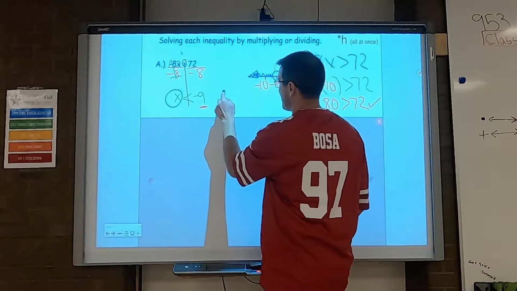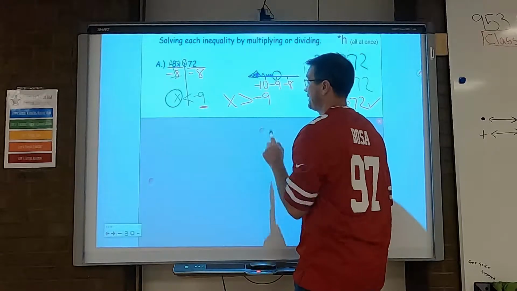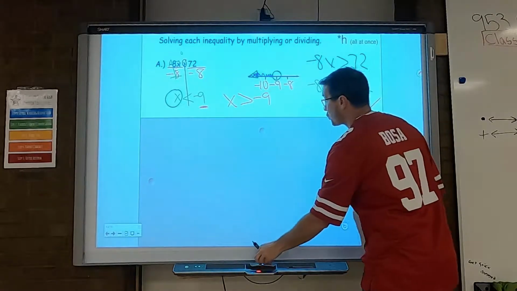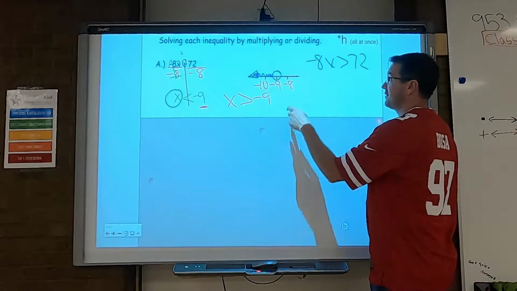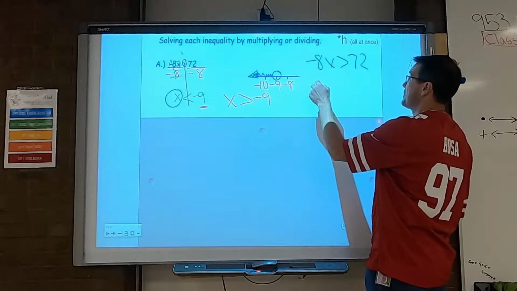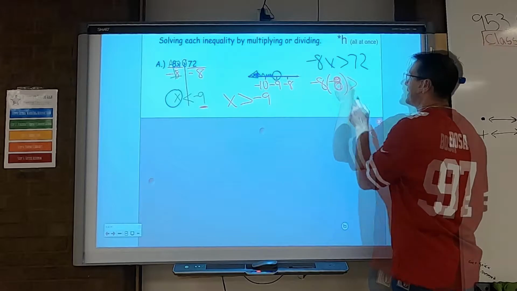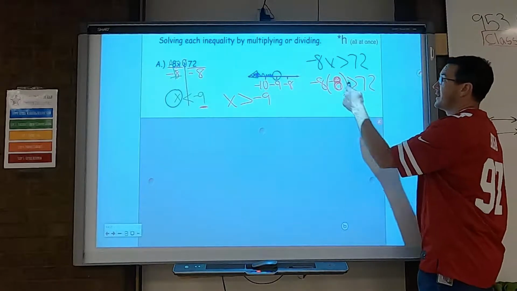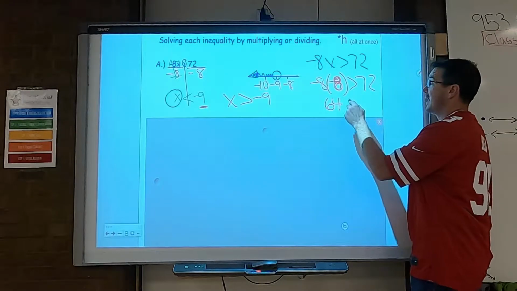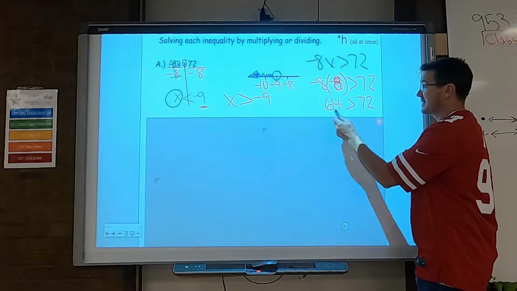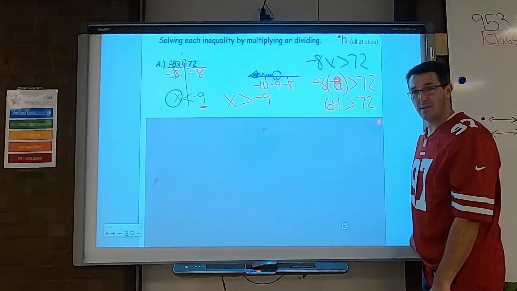Now if I hadn't flipped the sign and left it like this, if I picked a number greater than -9, well, I could have picked -8. If I put -8 in there, well, -8 times -8 is +64. And guess what? Is that a true statement? Is 64 greater than 72? No.